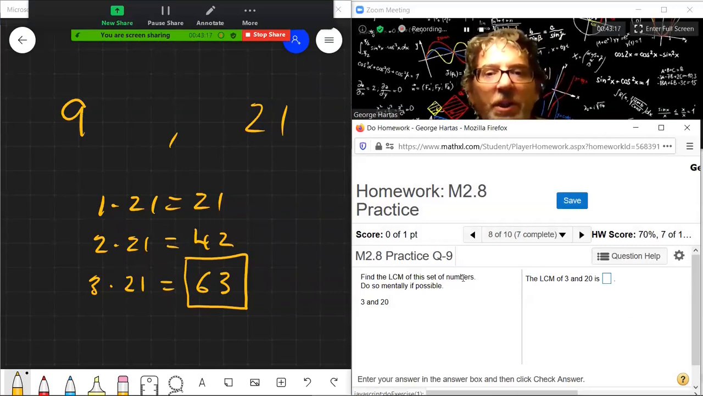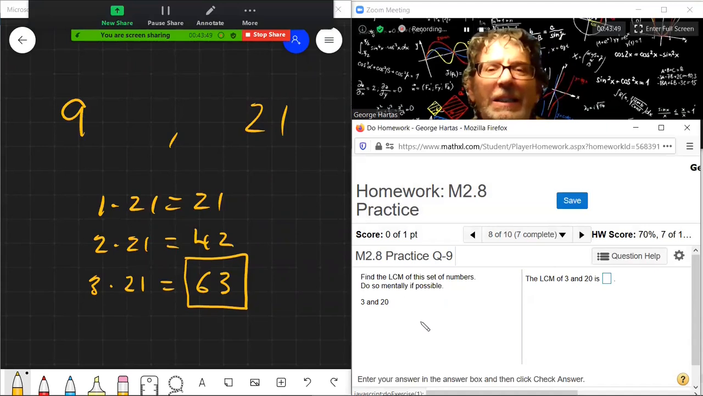Find the LCM of this set of numbers. Do so mentally if possible. So here, really, this is the same as this. To do it mentally, I mean, you wouldn't be able to do this mentally with the factor tree. I know I couldn't. So what they're saying is use the one list of multiples. That's what they're saying mentally. Well, let's try it mentally and see what happens. Can 3 go into 20 evenly? Nope. Take the next multiple of 20, 2 times 20, which is 40. Can 3 go into 40 evenly?